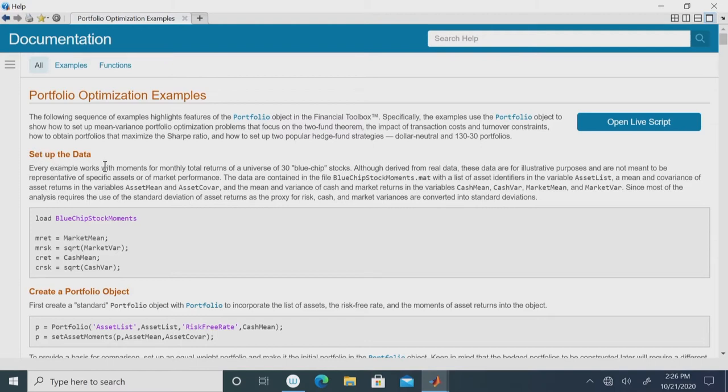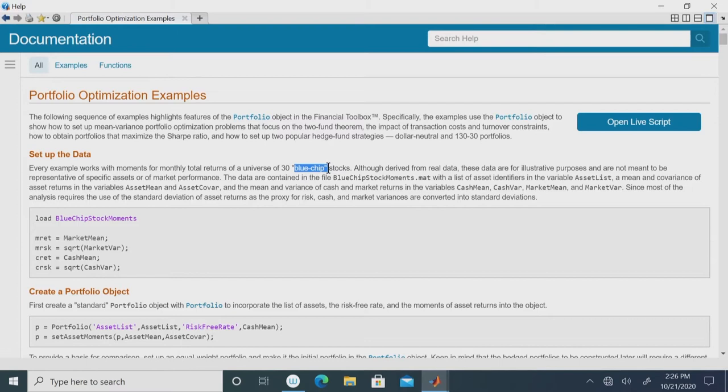And we will see how this example works for the monthly total returns. So, we are just looking at the monthly returns, and by total returns we mean that we are talking about the returns without bringing into picture things like transaction cost and turnover constraints. And we will focus on a composition of 30 blue chip stocks. Blue chip stocks are the ones of companies which have a reputation for quality, reliability, and most importantly the profitability both in good and in stressed market conditions.